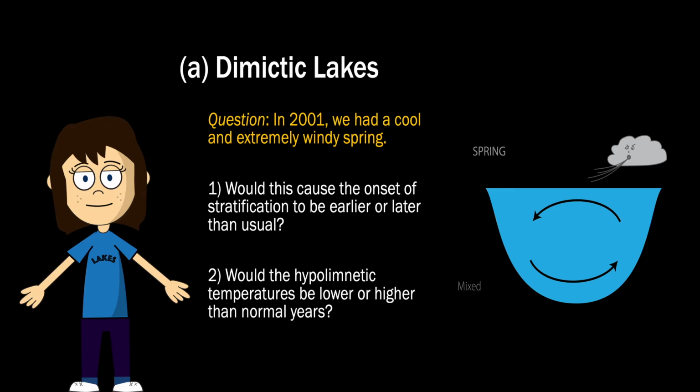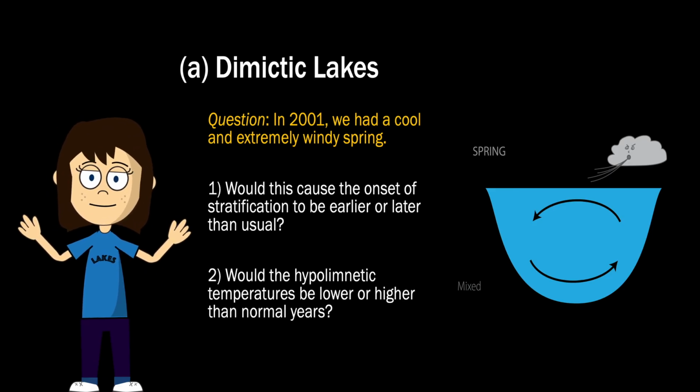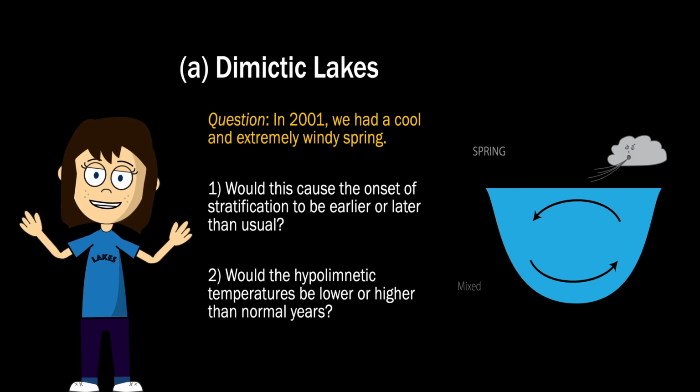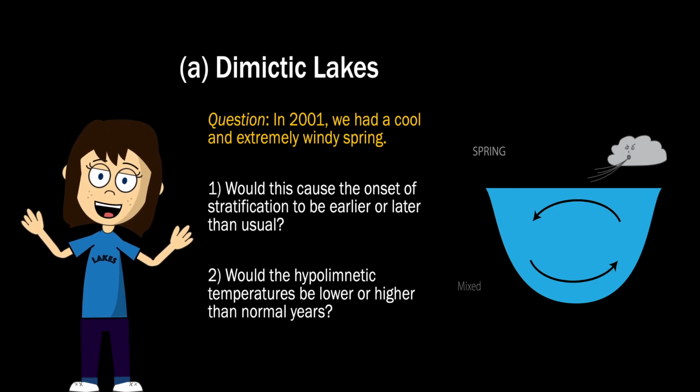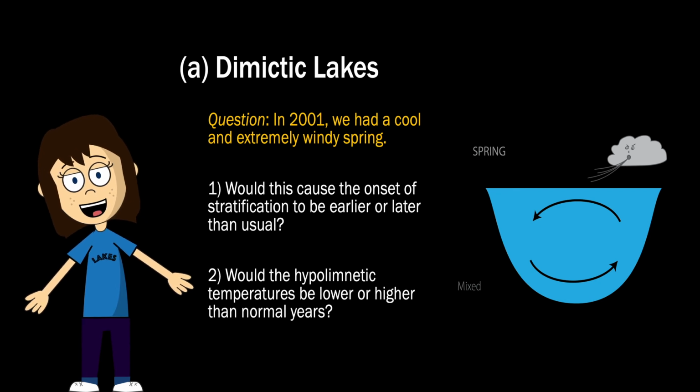So, question for you. In 2001, we had a cool and extremely windy spring. Would this cause the onset of stratification to be earlier or later than the average? And would the hypolimnetic temperatures be lower or higher than normal years?